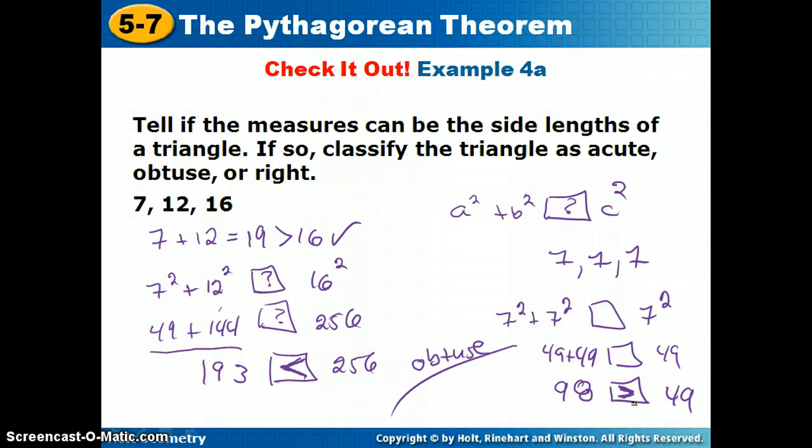98 is greater than 49. So what does that tell me I'm looking at? Acute, right, or obtuse? Acute. Which makes sense, right? An equilateral triangle has all 60-degree angles in it. All three angles being 60 makes it an acute triangle because they're all acute angles. So this kind of verifies that property we talked about last chapter.